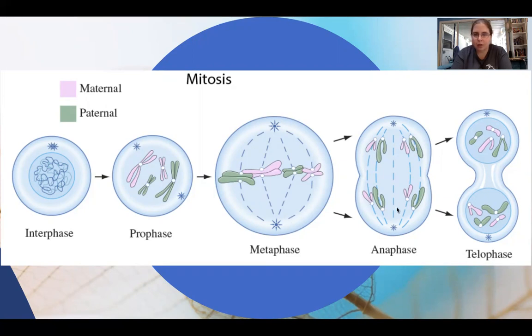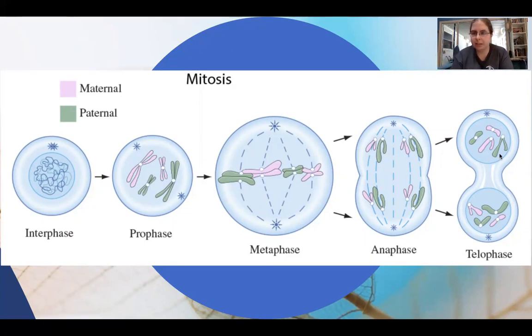Anaphase: the centrioles pull on the spindle fibers, which then pull on the chromosomes, causing the centromere to split, separating the sister chromatids and pulling them to opposite ends.